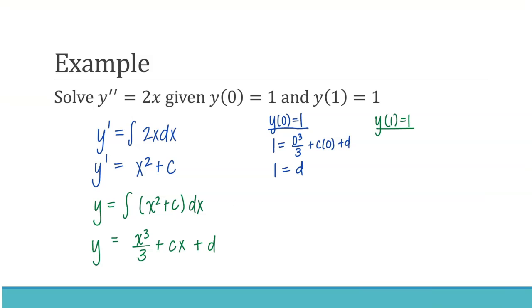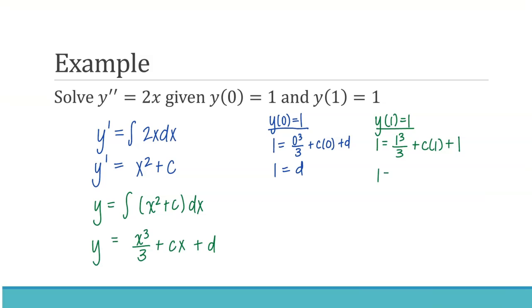y of 1 is equal to 1. So when I plug in 1 into each x, 1 has to come out. So 1 is equal to 1 cubed over 3 plus c times 1 plus d. But we already have a value for d, so let's go ahead and substitute that in so that in this equation we're only missing c.